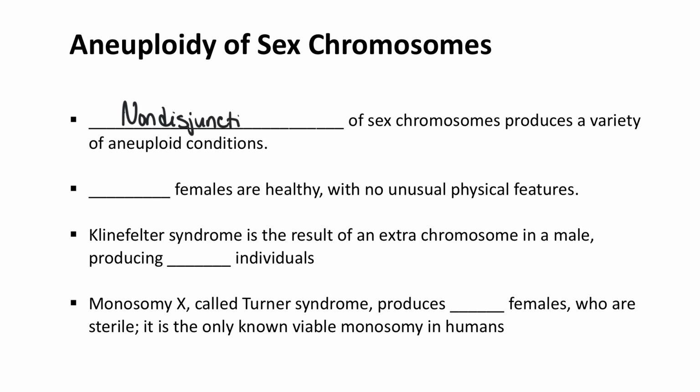Non-disjunction of sex chromosomes can lead to a variety of aneuploid conditions. Triple X females are healthy with no unusual physical characteristics. Klinefelter syndrome is the result of an extra chromosome in a male, producing XXY individuals. Monosomy X, called Turner syndrome, produces females that have one X and no other sex chromosomes. So they just have one X, so they're referred to as XO females. These females are sterile. It is the only known viable monosomy that is found in humans.